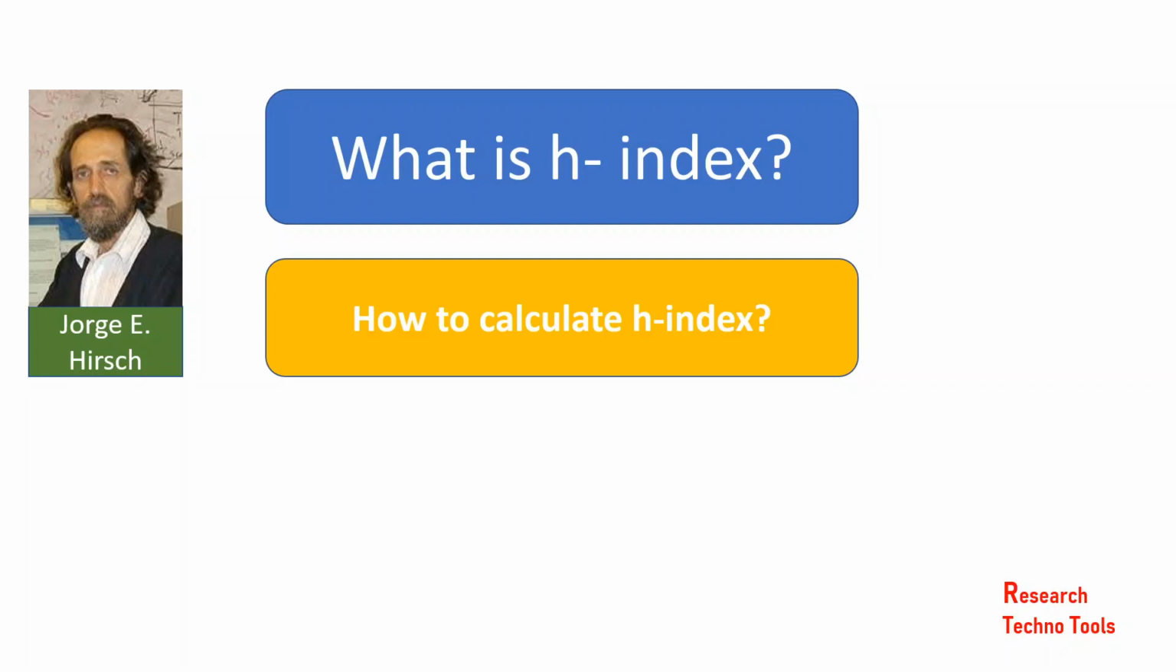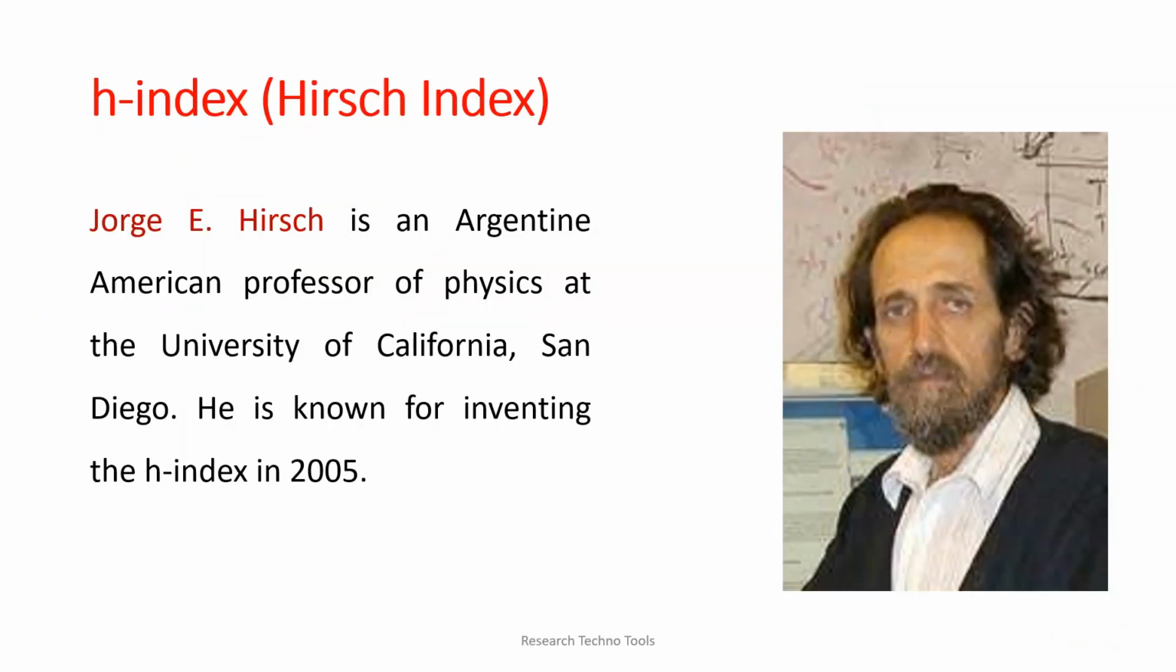Today we will discuss the H index and how to calculate it. The H index was proposed by Professor Jorge E. Hirsch in 2005. He is a Professor of Physics at the University of California.